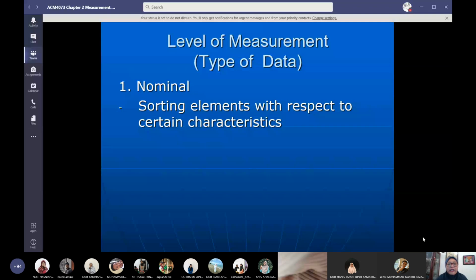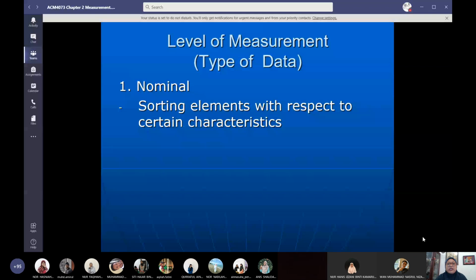In Malaysia, we cannot accept other genders. So we only have 2, male and female. Sorting elements with respect to certain characteristic. So characteristic is gender. What are the elements? What are the elements in gender is male and female. That's why it's called nominal.